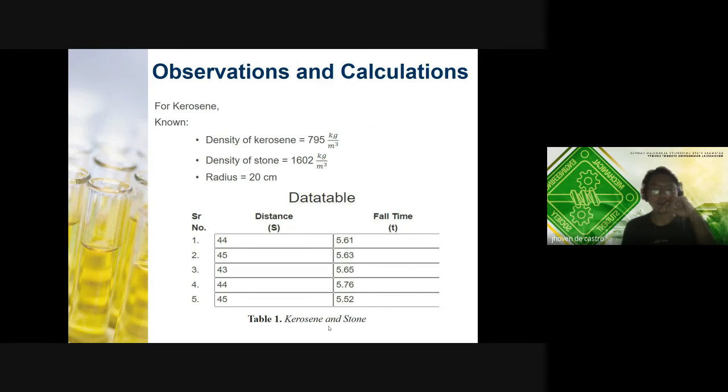The first trial has a distance of 44 cm and a fall time of 5.61 seconds. Second trial, 45 cm, 5.63 seconds. Third, 43 cm, 5.65 seconds. The fourth trial is 44 cm, 5.76 seconds. And the last, the fifth trial for kerosene, is 45 cm with a fall time of 5.52 seconds.